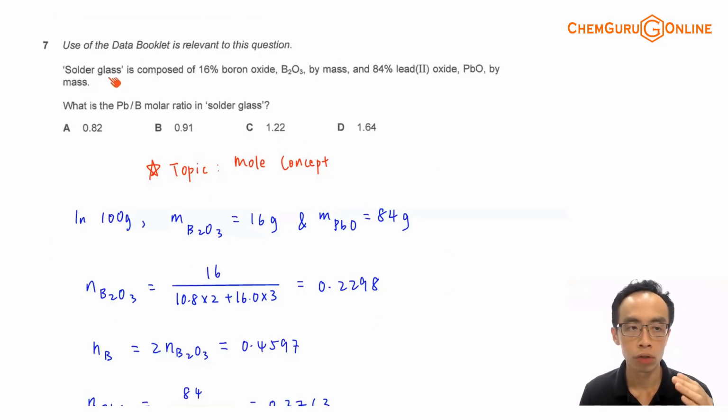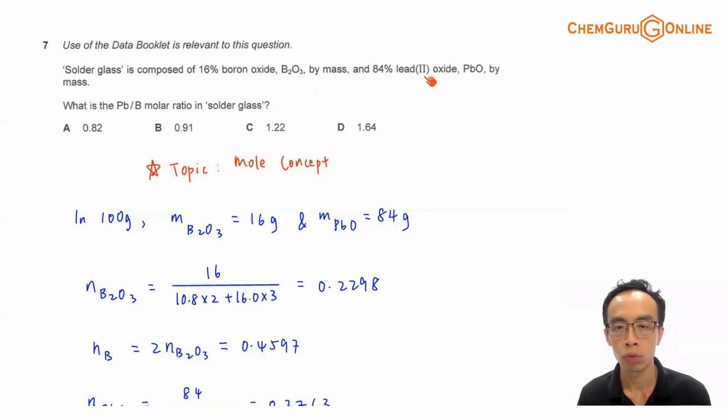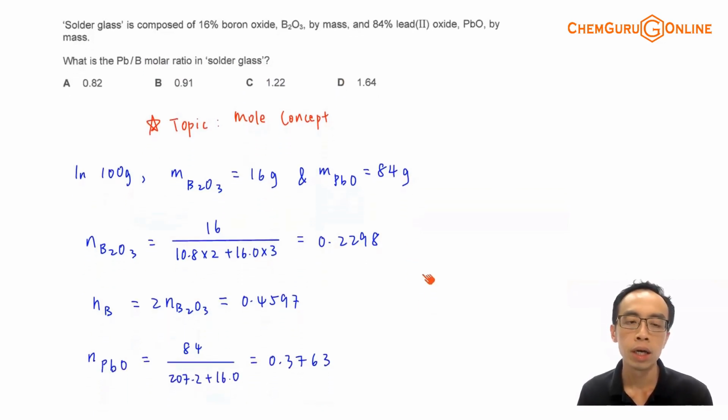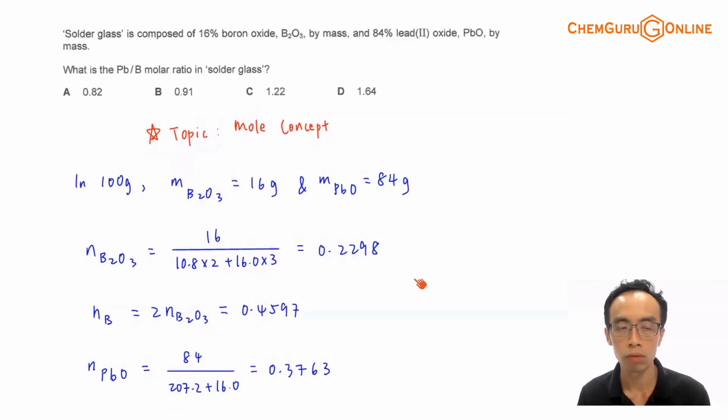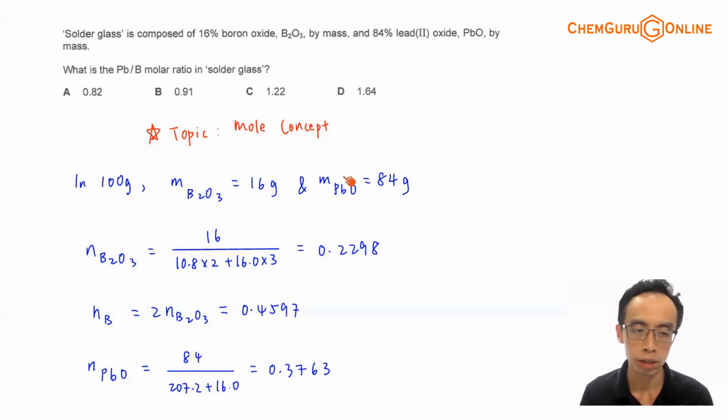Now question 7, you have solder glass that is composed of 16% boron oxide, B2O3 by mass, and 84% lead(II) oxide, PbO by mass. The question is asking what is the Pb to B molar ratio in this solder glass. We have 4 options. Of course, the topic tested in this question will be the mole concept. And effectively, what we will have to do is determine the number of moles of boron and the number of moles of lead in this sample. Then we just compare the mole ratio and we will be able to solve this question.